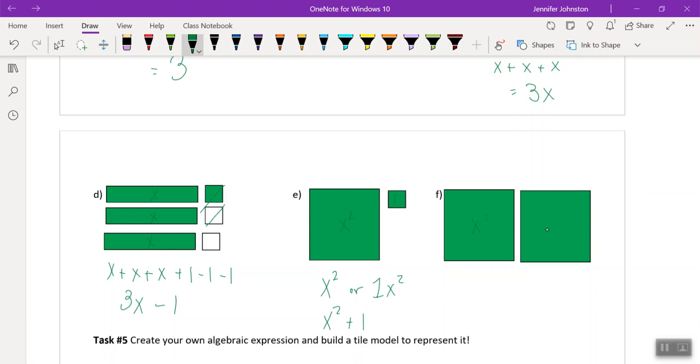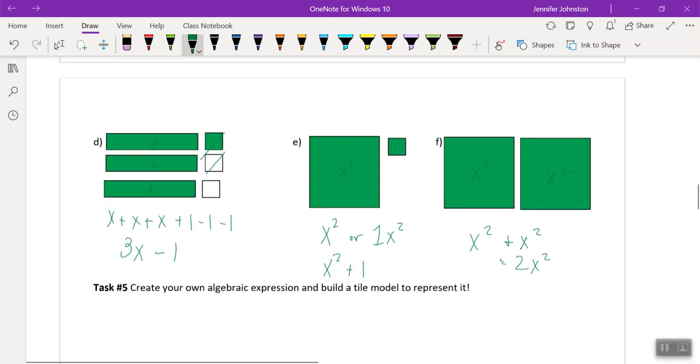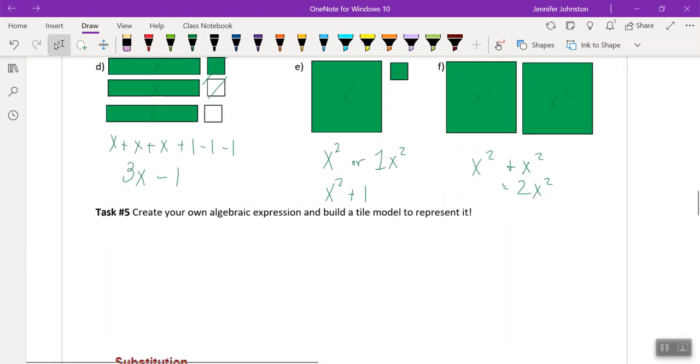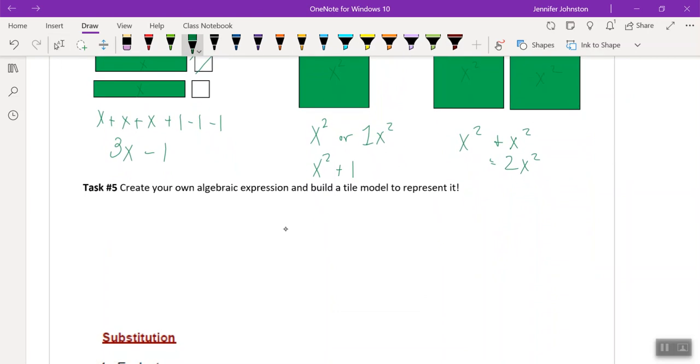In this one, we have an x squared and an x squared, so it's going to be x squared plus x squared, which gives us 2x squared, because those can go together, they are like terms. Now, press pause and create your own expression and then solve it.